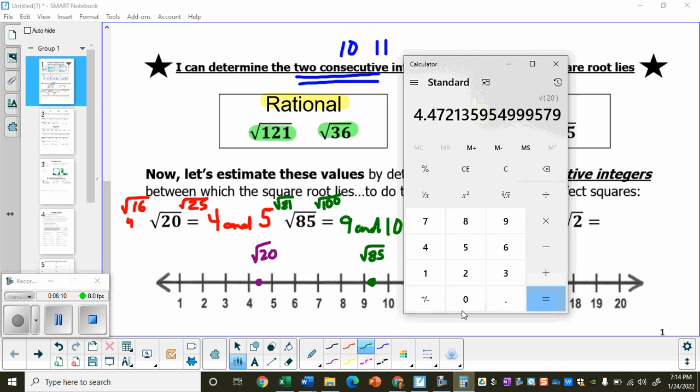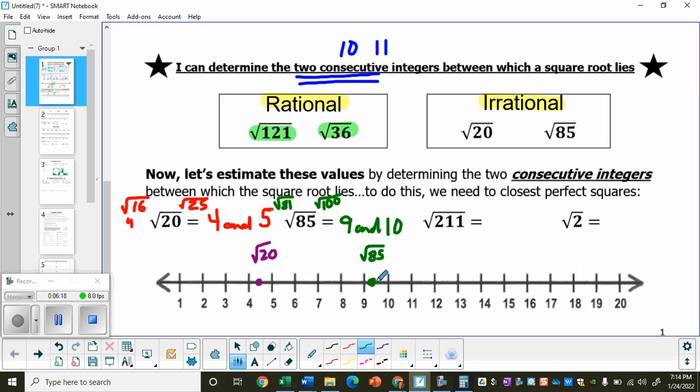And to just prove my point, like I said, with a calculator, if I take the square root of that, see how it's 9.2? So see how if it's between 9 and 10, I could estimate that it's closer to the 9 because 85 is closer to 81 than it is to 100.